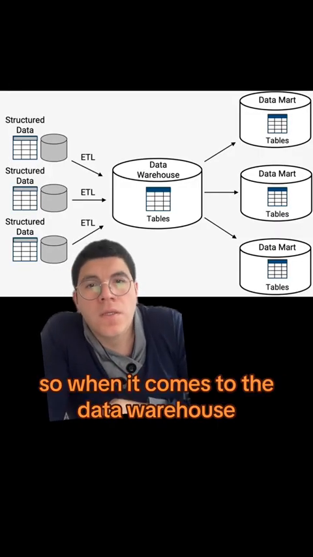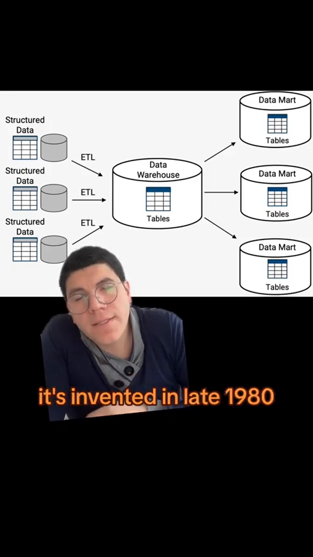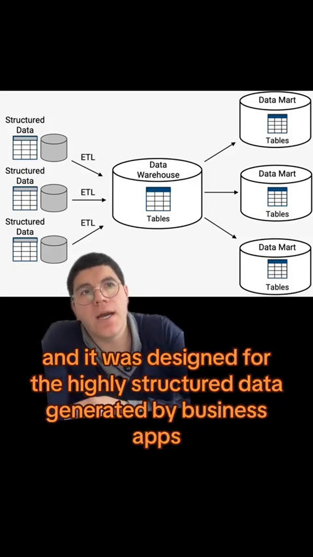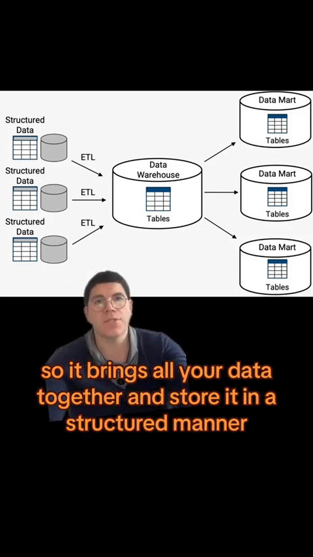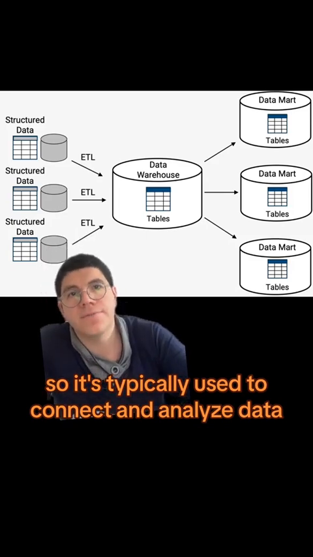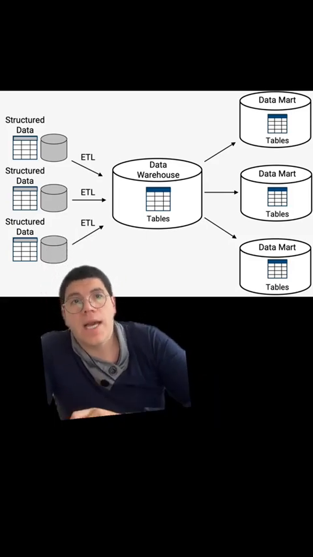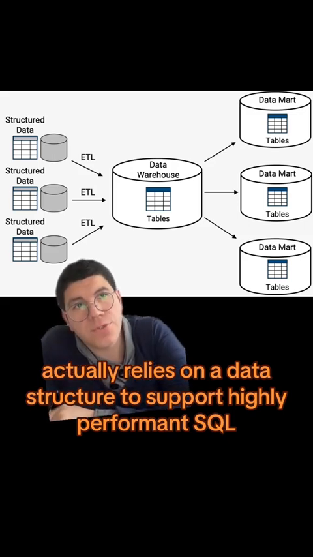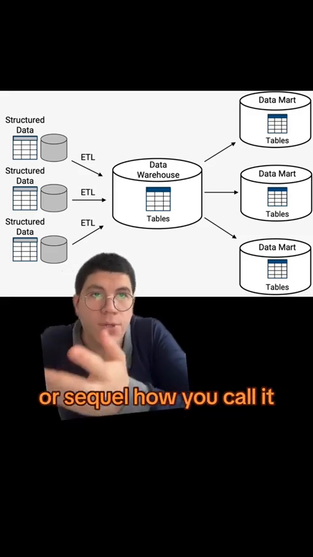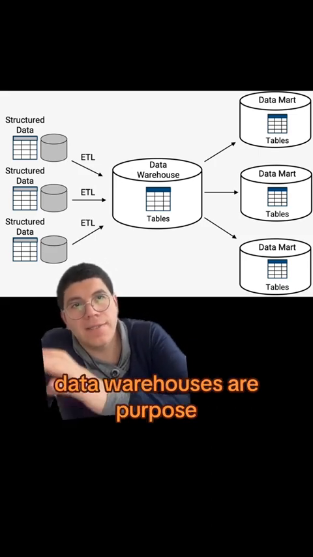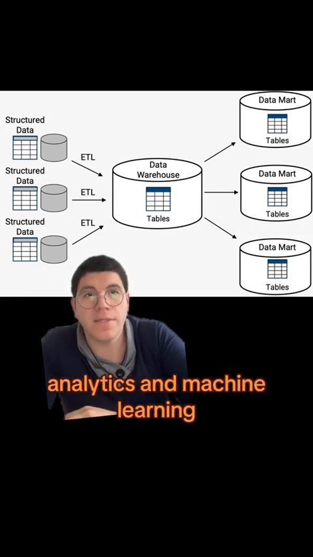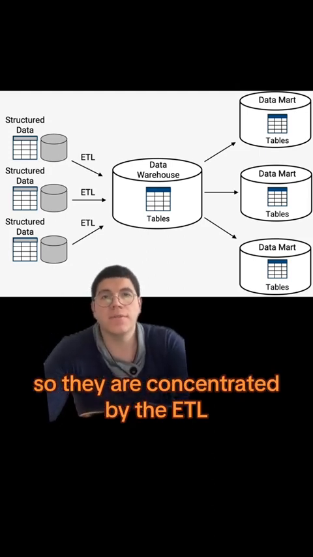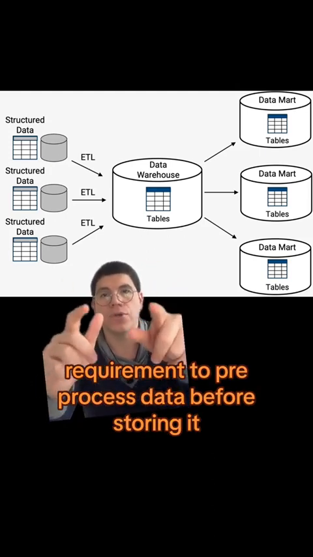When it comes to the data warehouse, it was invented in the late 1980s, and it was designed for the highly structured data generated by business apps. It brings all your data together and stores it in a structured manner. It's typically used to connect and analyze data from various heterogeneous sources. Its architecture relies on a data structure to support highly performant SQL operations. Data warehouses are purpose-built and optimized for SQL-based access to support BI, and offer limited functionality for streaming analytics and machine learning. They are constrained by the ETL requirement to pre-process data before storing it.